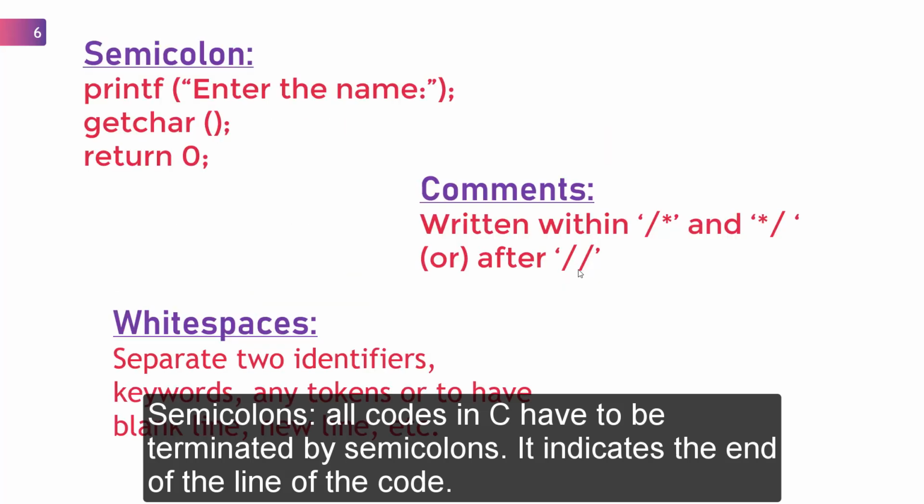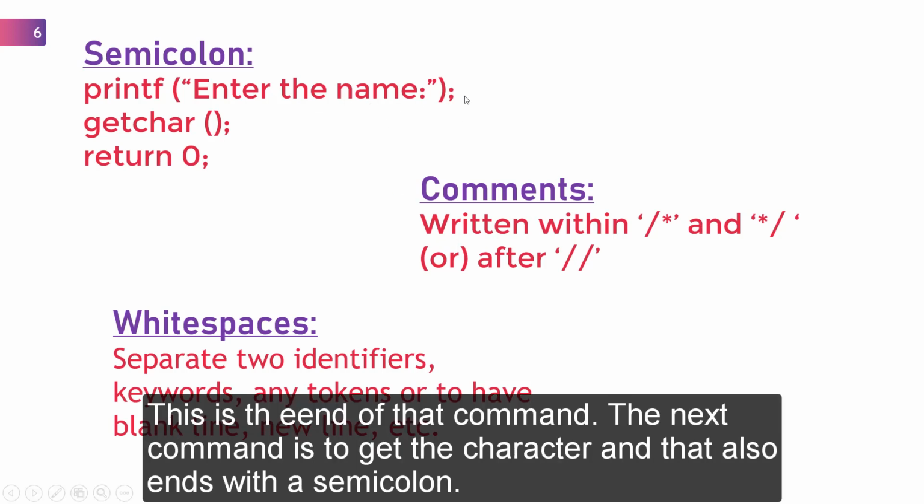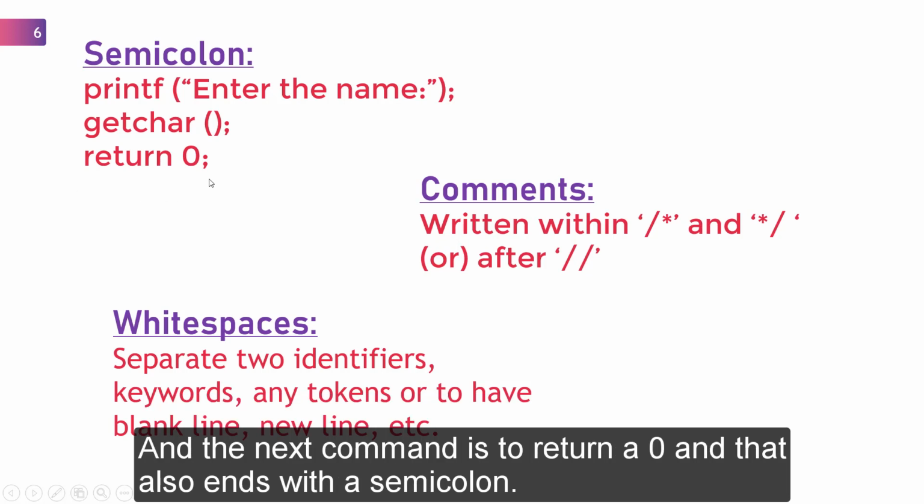Semicolons. All code in C has to be terminated by a semicolon. It indicates the end of the line of the code. Example, printf enter the name ends with a semicolon. This is the end of that command. The next command is to get the character, and that also ends with a semicolon. And the next command is to return a 0, and that ends with a semicolon.